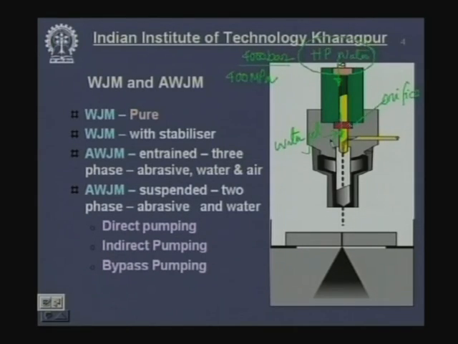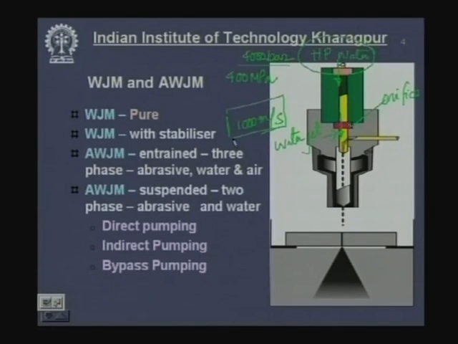What is the velocity of this water jet? If you use Bernoulli's equation, which we will go into in detail at a later stage, this velocity can be calculated as 1000 meter per second, that means 1 kilometer per second. So, if you have to move from Kharagpur to Calcutta, which is 120 kilometers, at this speed it will take only 2 minutes. That is the nature of the velocity that comes out in water jet and abrasive water jet machining.